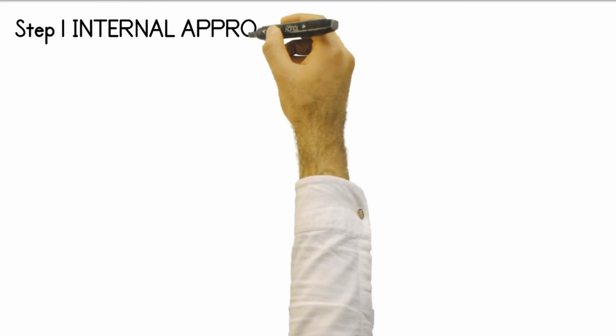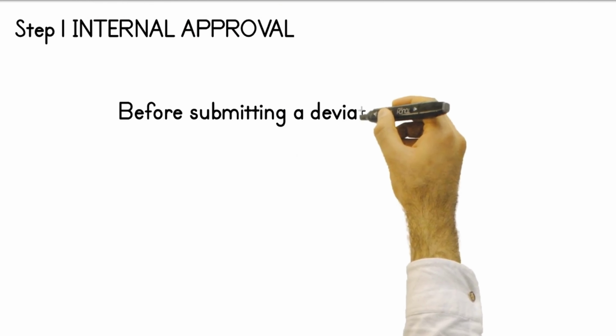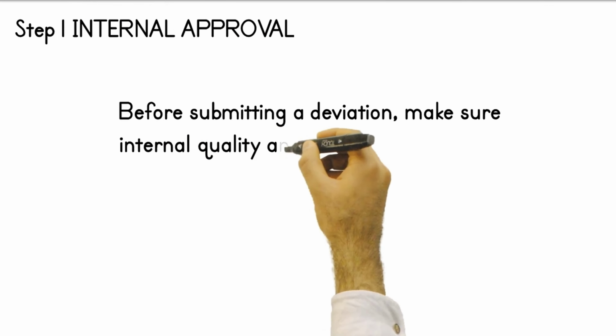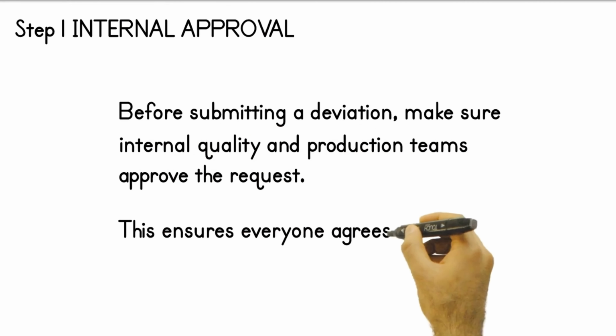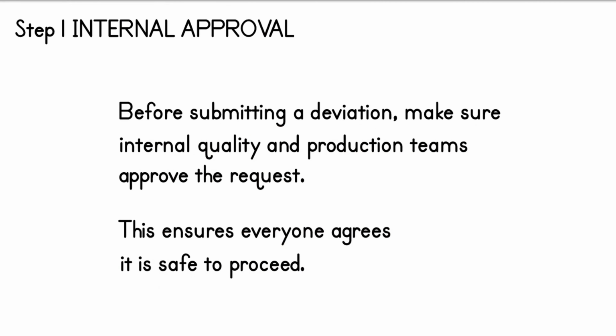Step 1. Internal approval. Before submitting a deviation, make sure your internal quality and production teams approve the request. This ensures everyone agrees it's safe to proceed.